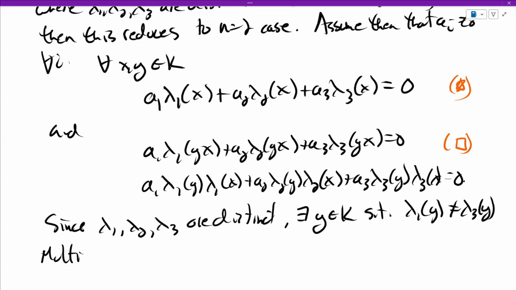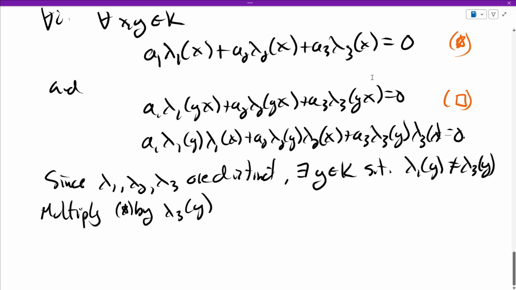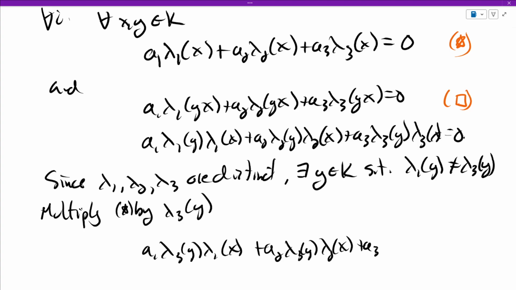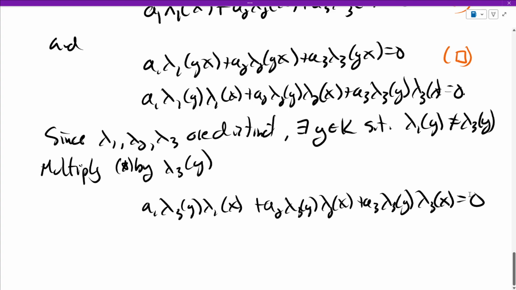We're going to multiply star by lambda 3 of y. All right, so when we do that, we're going to get a1 lambda 3 of y, lambda 1 of x, plus a2 lambda 3 of y, lambda 2 of x, plus a3 lambda 3 of y, lambda 3 of x is 0, still 0 on the right. Okay, and then what we're going to do is subtract from this guy that box down there.